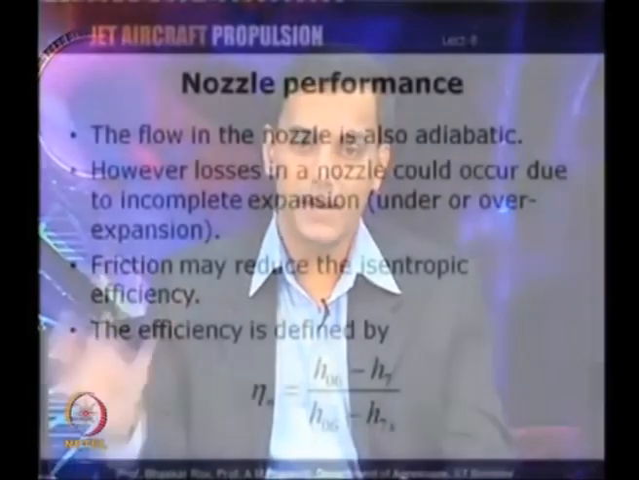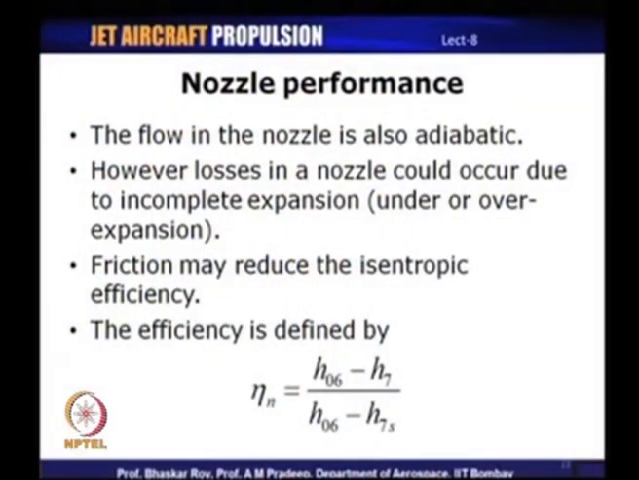So, flow in a nozzle, again we are going to assume to be adiabatic, which is very much true for a nozzle, because the enthalpy drop across the nozzle is much higher than enthalpy changes occurring due to any heat transfer. So, what are the sources of losses in a nozzle? Losses in a nozzle could occur due to, one, incomplete expansion, which could be either under-expansion or over-expansion. The second source of loss could be friction, and friction also can reduce the efficiency of a nozzle.